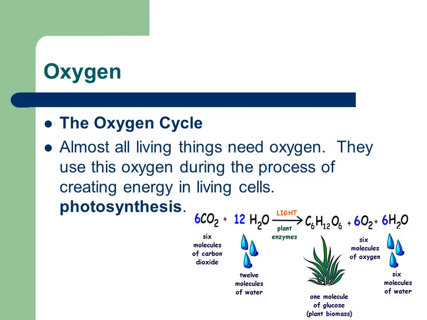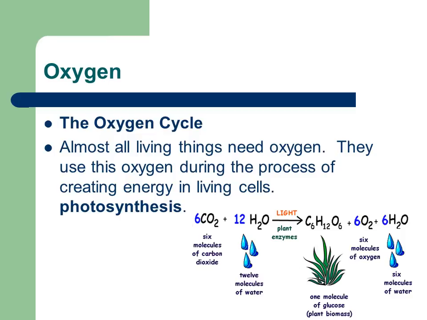Oxygen. Well, oxygen has a cycle, and so almost all living things need oxygen, and they use this oxygen during the process of creating energy in living cells. So they have this oxygen cycle. One of the most important uses of oxygen you can see here in photosynthesis.